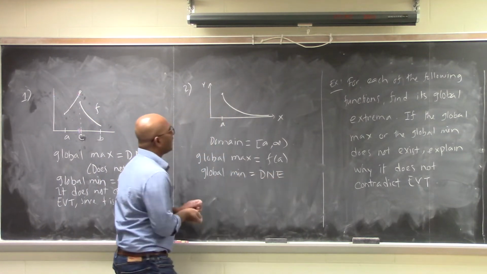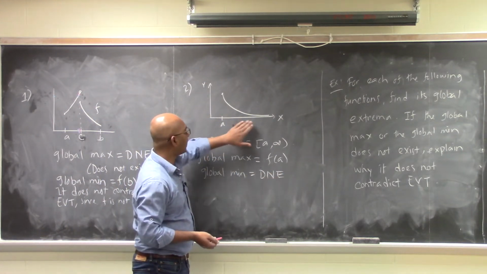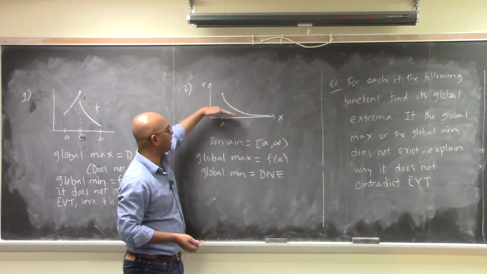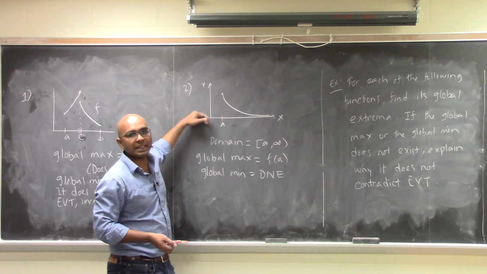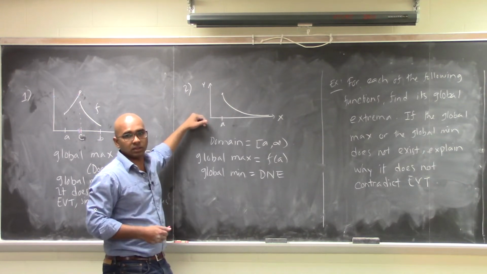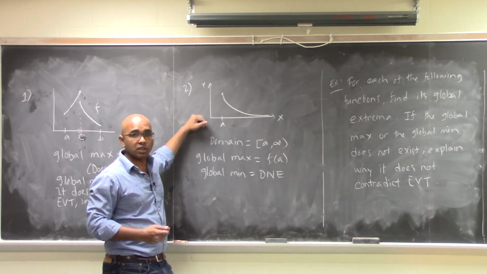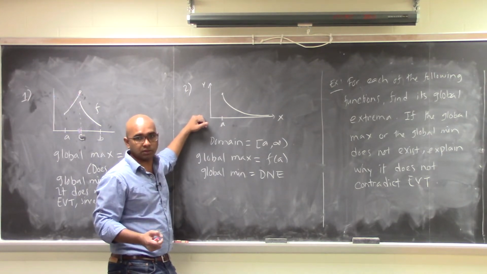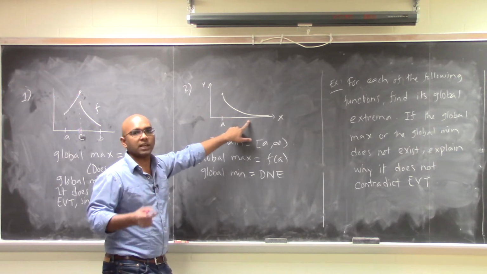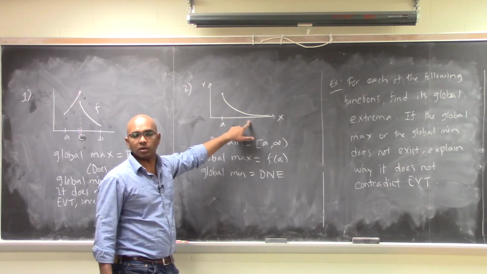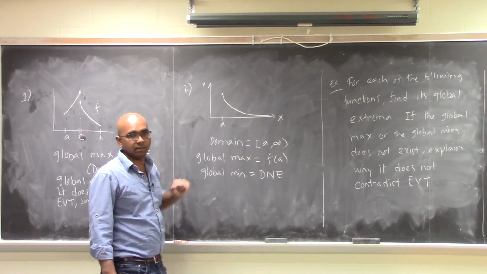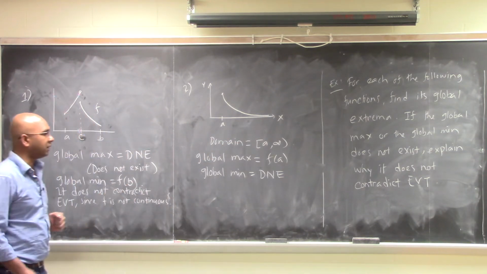Why? As you keep going and going towards infinity, these values are shrinking and shrinking. They are getting towards zero, right? But it never becomes zero. The whole point is whether my function achieves that value as an output. There is no input here that you plug in so that your output is going to be zero. It does not achieve that value. So no global min.